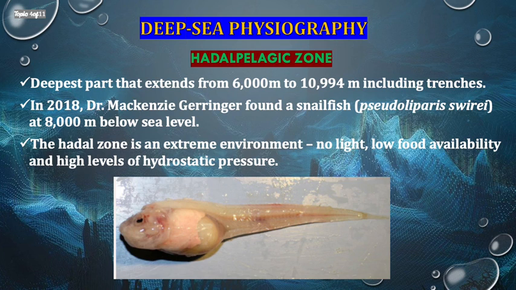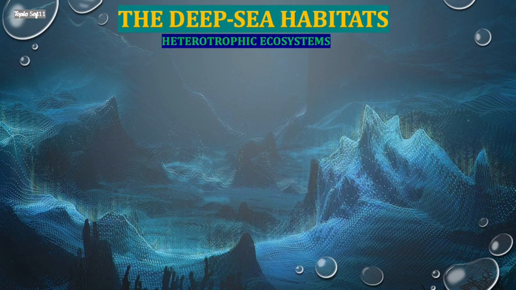So the Hadal zone is a very extreme environment because of the absence of natural light in this area, and also the low availability of food and so much intense hydrostatic pressure. Okay, so based on my research, I have grouped the deep sea habitats into two, and that's how the food is available in the ecosystems. Although both ecosystems tend to overlap each other. So the first one is the heterotrophic ecosystem, and the other one is the chemosynthetic ecosystem.